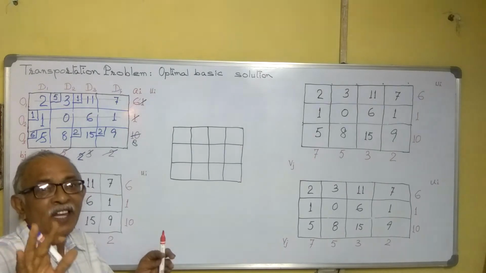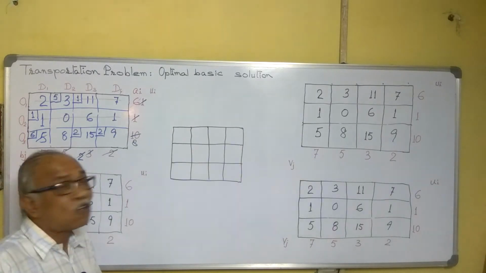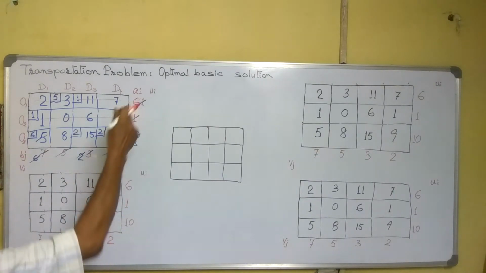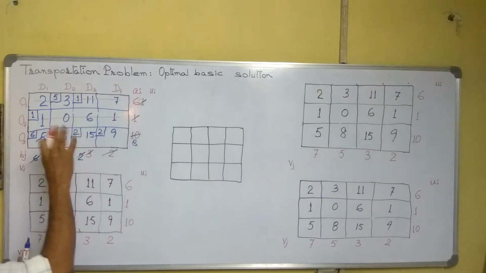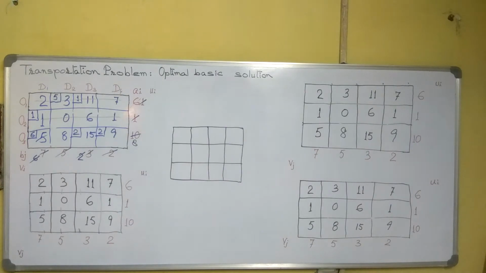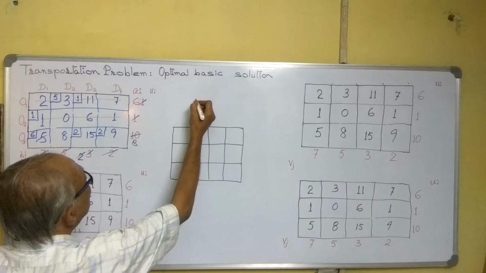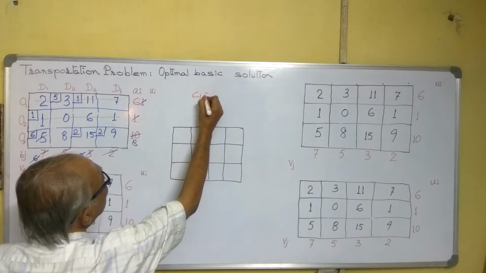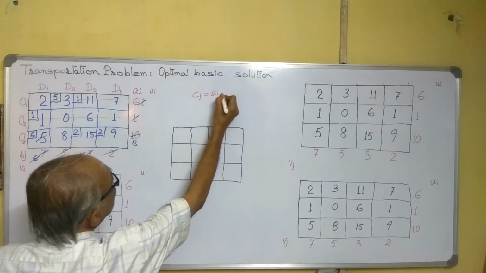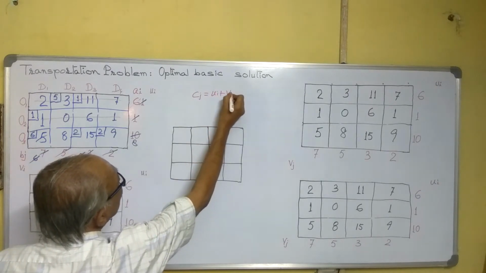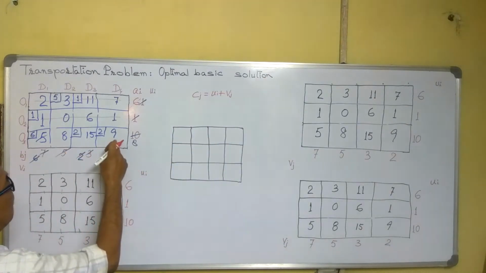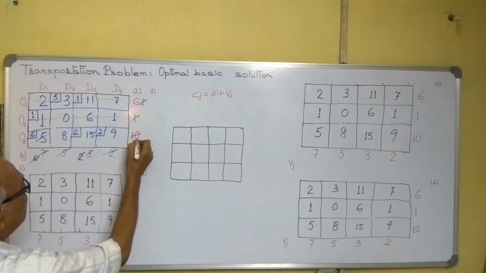Move slowly, try to learn. It will take time. Now we have to check whether it is an optimal solution or not. For that, first, for allotted cells, Cij equals ui plus vj, for any two numbers u and v, such that Cij equals ui plus vj.